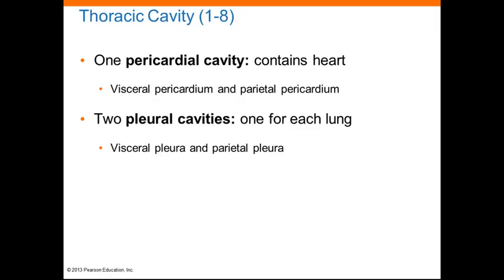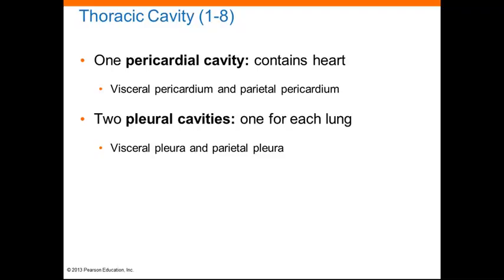The thoracic cavity has 3 internal chambers, 1 pericardial cavity and 2 pleural cavities. Each cavity is defined by a serous membrane. The pericardial cavity contains the heart. It's defined by a serous membrane called the pericardium. The visceral pericardium is the layer that covers the heart, and the parietal pericardium is the outer layer. In between the 2 layers is the serous fluid that will reduce friction.